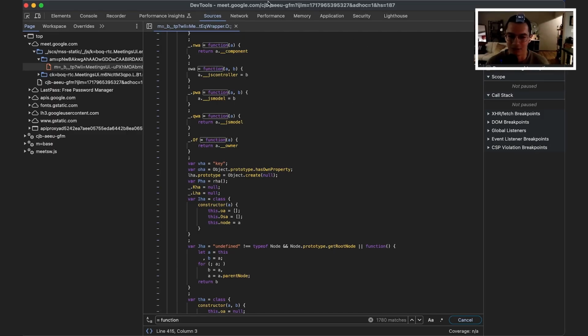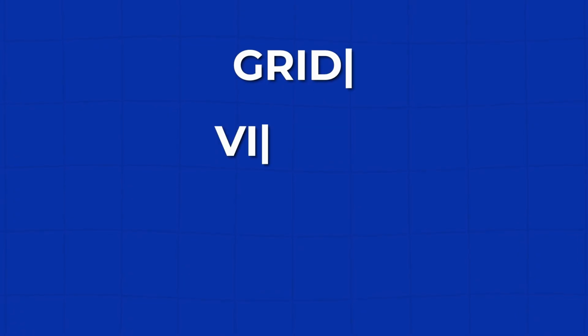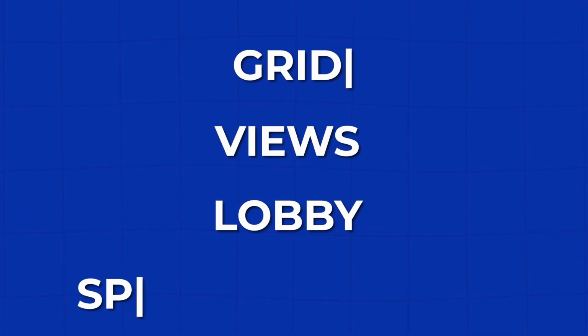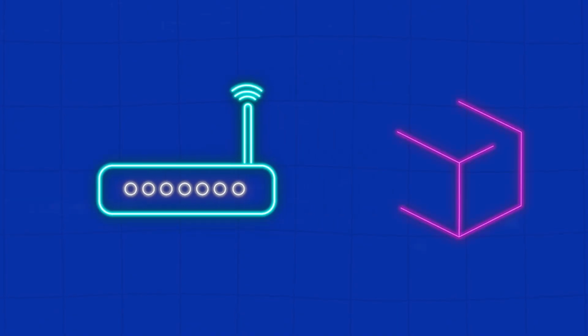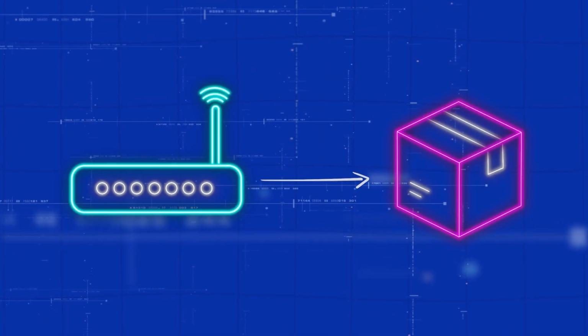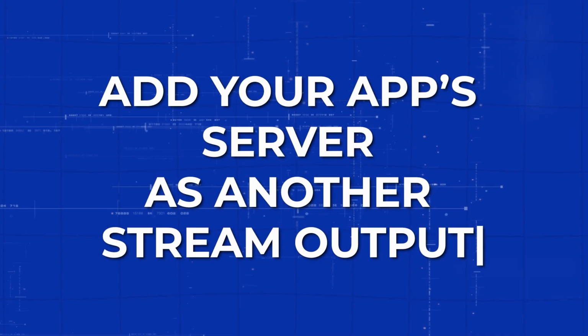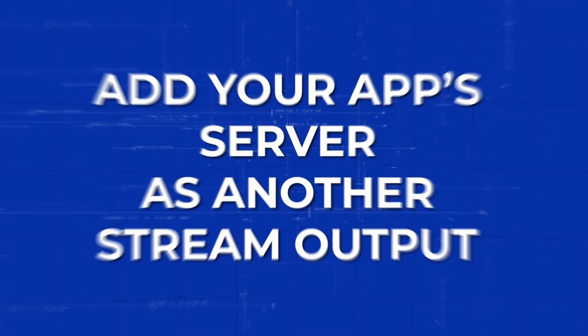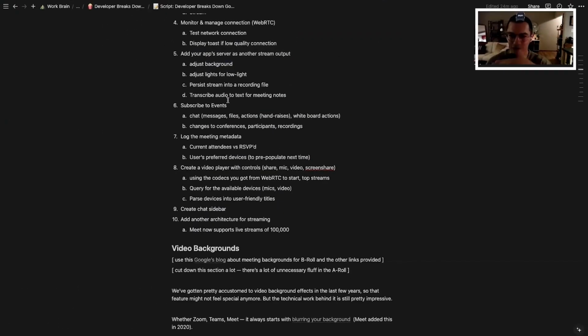Let's look at some of the other things. The components themselves for the meeting you have to build. They have to build a grid. There's different views. There's a lobby. There's a spotlight effect. We talked about the connections. We talked about monitoring and managing those connections that the apps have to do themselves. We talked a little bit about adding an additional stream. So instead of just going client to client, you've got to go client to client to client to client and to your server, so you can do the interesting stuff behind the scenes to make that experience better.